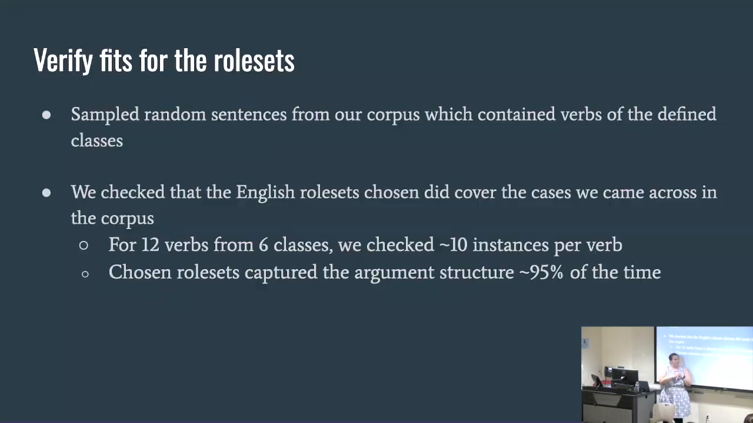So in our verification step, we sampled some sentences from our corpus with verbs from these classes. I think we took 6 verbs for each class and 10 sentences for each of those verbs, around that number, and checked whether the English role sets actually cover the cases that we have in the corpus, in the data. 12 verbs from 6 classes, yeah. What we found is that 95% of the time, the role sets cover the argument structure that we need. So we feel like this is a pretty good proxy, right? This gives us a reasonably good predicate argument structure for a high percentage of the verbs in our corpus. This doesn't mean they're correct all the time, and we certainly need to do some adjustments.